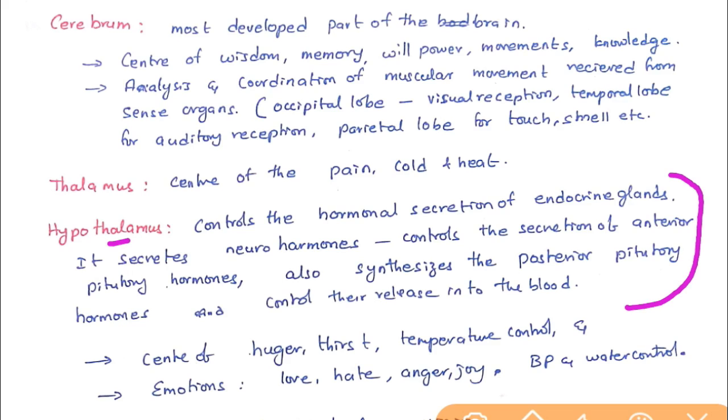So as of now you should remember that the hypothalamus is the one which controls the endocrine gland, whereas the endocrine gland controls all other glands in our body, friends. Okay, so this hypothalamus also secretes neurohormones which control the pituitary hormones, friends. It is also the center of hunger, thirst, and temperature control of our body.